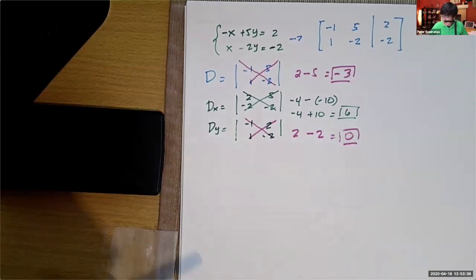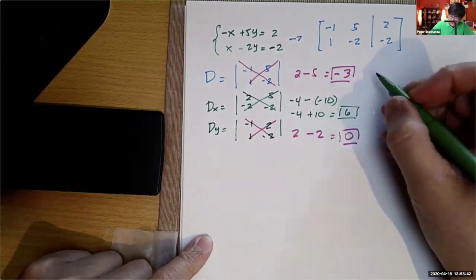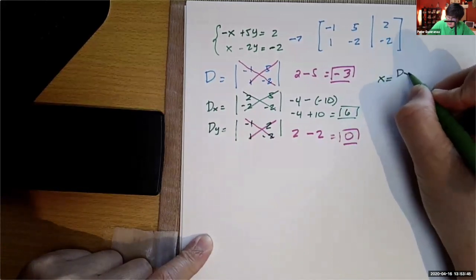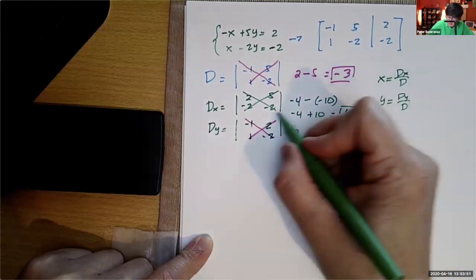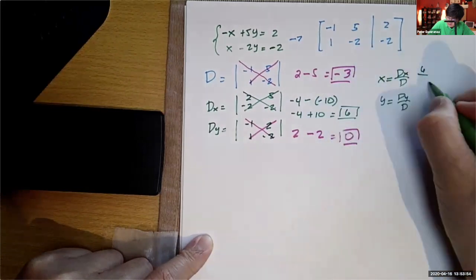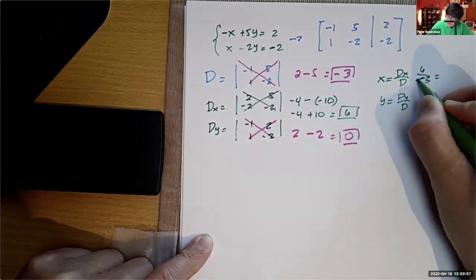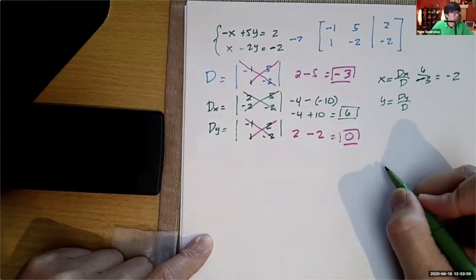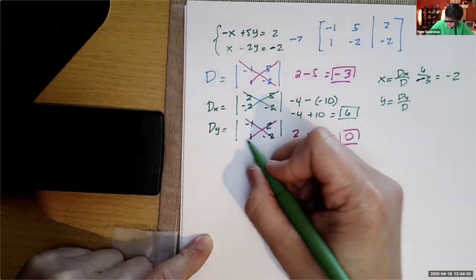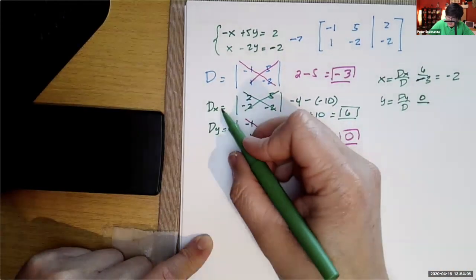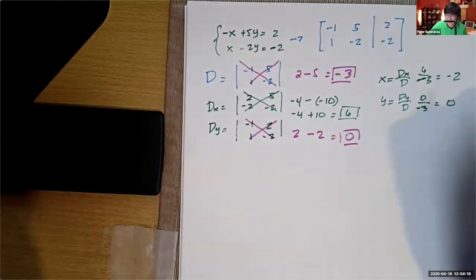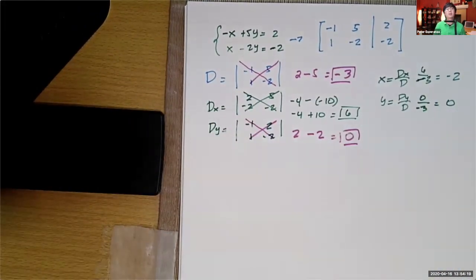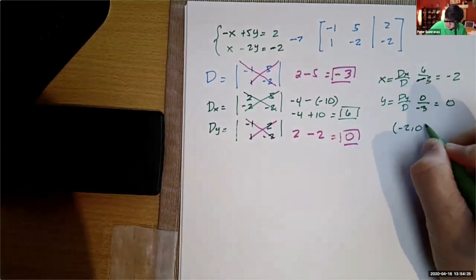Okay, so now I'm going to find x and y. So x is equal to Dx over D. Y is Dy over D. So Dx is 6, D is negative 3. So this is negative 2, right? Dy is 0 and D is negative 3. So is this 0 or undefined? That's right. If the numerator is 0, the number exists. If the denominator is 0, it's undefined. It does not exist. So the solution is negative 2 and 0.